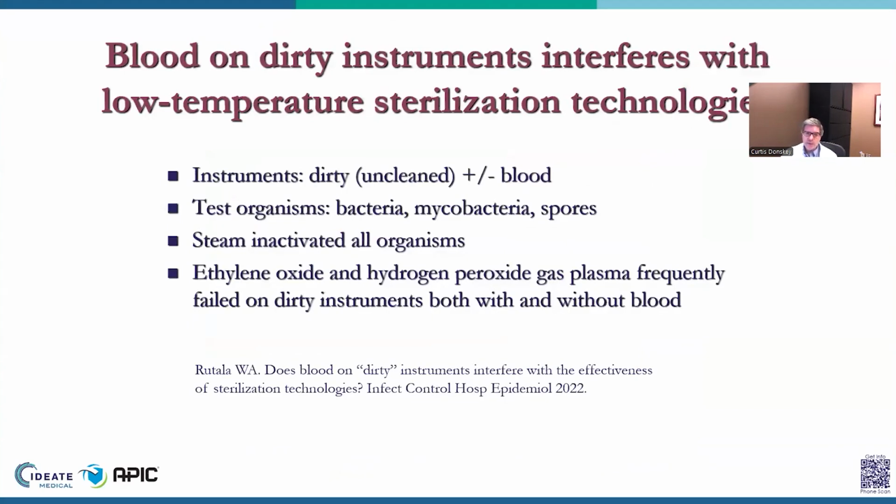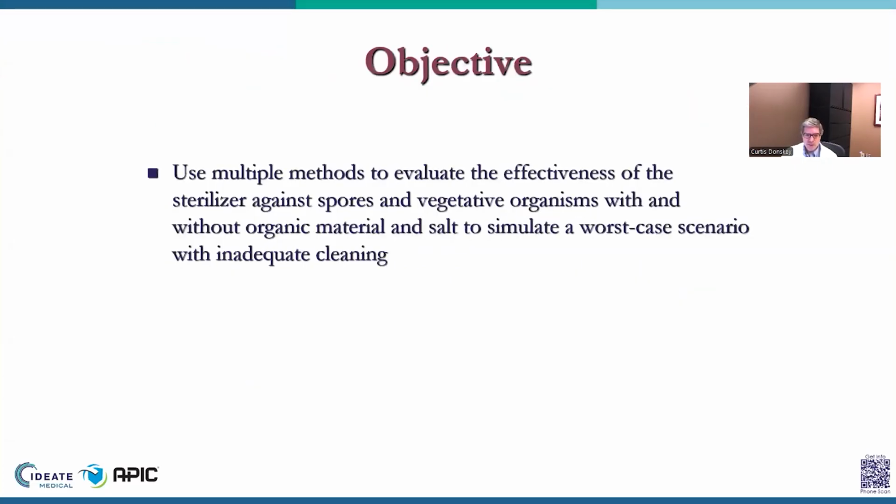And in another study, Dr. Rutala and his group showed that blood on dirty instruments can interfere with low temperature sterilization technologies. So in this case, they had instruments that were uncleaned, and then they were sterilized with or without addition of blood. Test organisms were bacteria, mycobacteria, and spores. Steam, again, inactivated all organisms in this testing. Ethylene oxide and hydrogen peroxide gas plasma frequently failed on dirty instruments, and this occurred both with and without the addition of blood on these instruments.